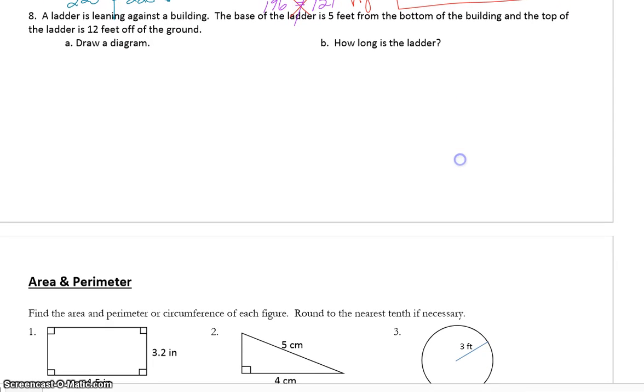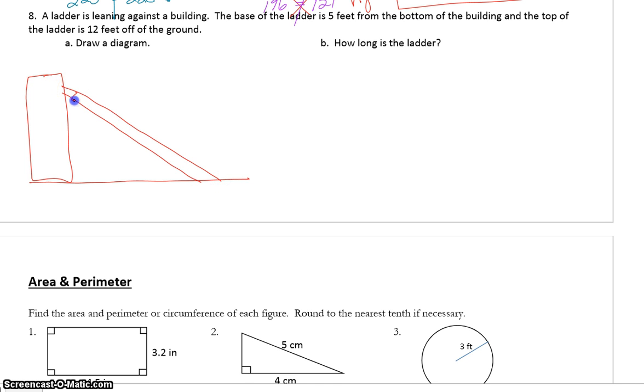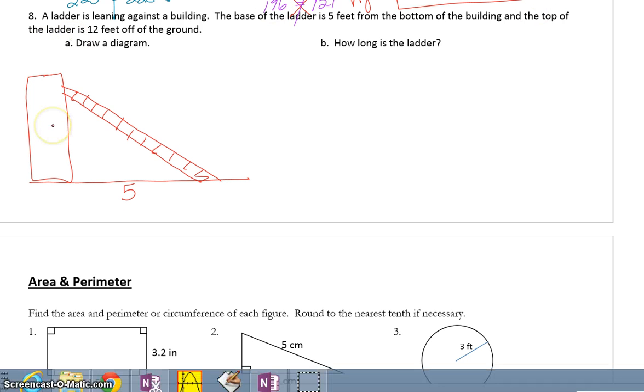Okay, number 8, the ladder is leaning against a building. The base of the ladder is 5 feet from the bottom of the building and the top of the ladder is 12 feet off the ground. Draw a diagram. So first we have a building. Here's the ground. And they say a ladder is leaning against the building. The base of the ladder is 5 feet from the bottom of the building, and the top of the ladder is 12 feet off of the ground.